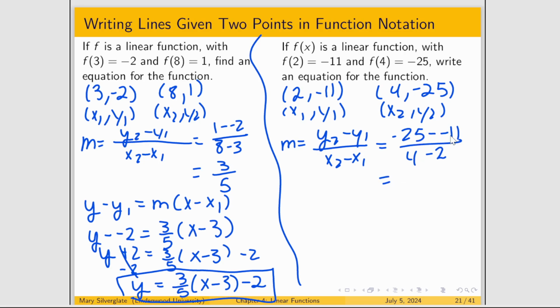-25 minus -11, that would get me -14. 4 minus 2 is 2. -14 divided by 2 is -7.